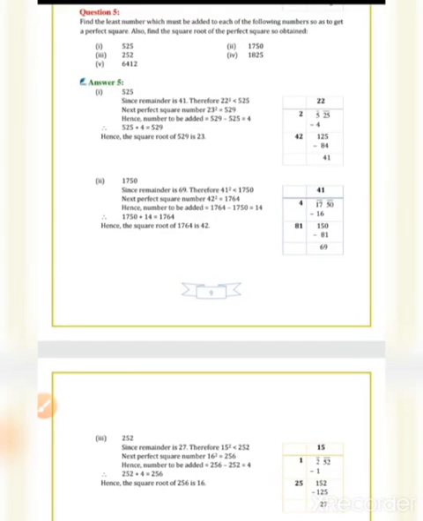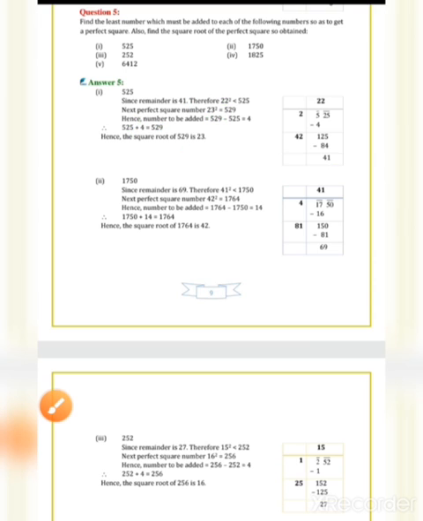So since the remainder is 41, therefore 22 square is 525, and the next perfect square number is 23 square. So you have to just put 22 square, after that 23 square, that is 529. So you have to just add the remainder to the given number. So 529 minus 4, that is 525 plus 4 is equal to 529. So the square root of 529 is 23 over here.